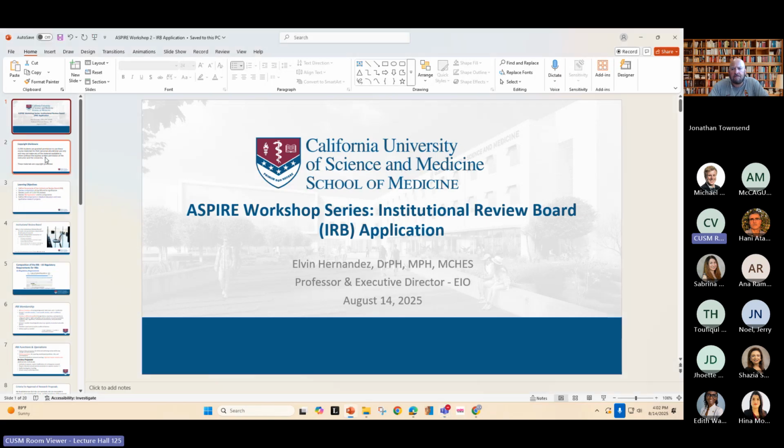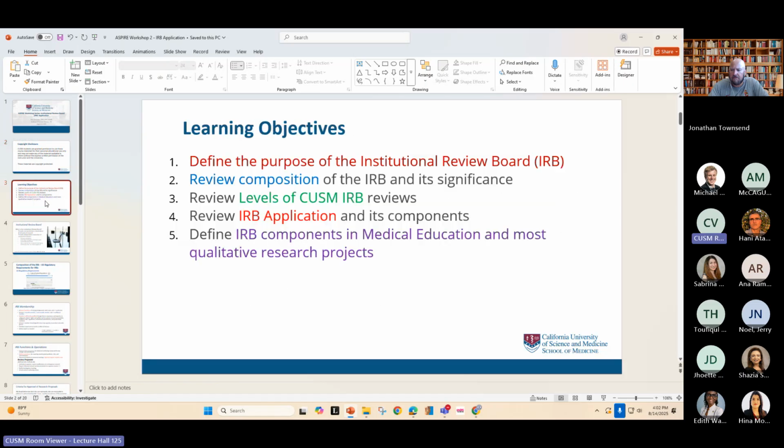So as we go forward, obviously, here are some of our learning objectives and our session objectives today. We'll define the purpose of the Institutional Review Board. Why is it there? And what is its main function? We'll look at the composition of the IRB and its significance, and why it is composed in that way. We'll also look at levels of the CUSM IRB reviews. There are definite elements and levels of the CUSM IRB reviews.